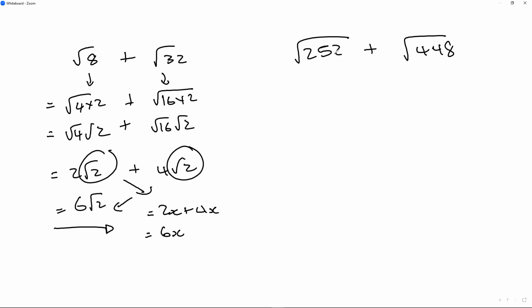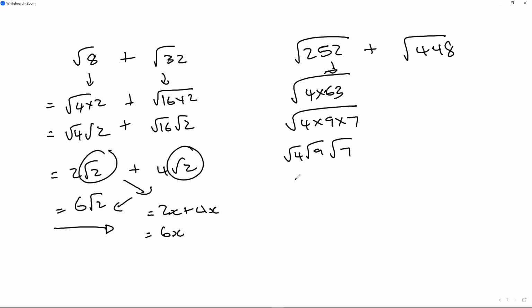For this one here, 252, I've got to maybe grab a calculator to break this up into perfect squares. Now I can start with 4. All right, so let's go 4 times the number. So 252 divided by 4 is 63. And 63 is 9 times 7. So that's square root of 4, square root of 9, square root of 7, which is 2 times 3 root 7, which is 6 root 7.